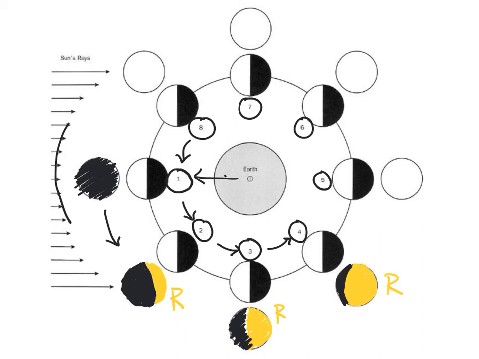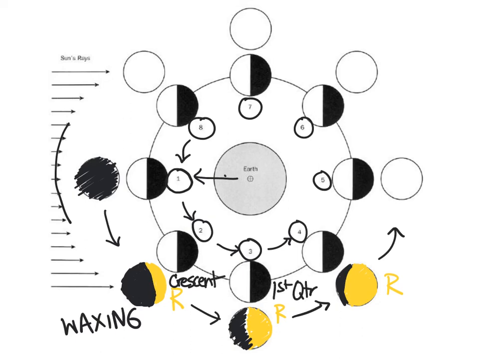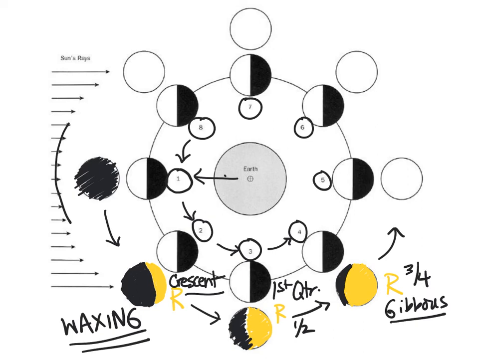As the curtain is opening up, we call all of this waxing. So we have our waxing crescent. We have our first quarter, which is a half moon. And then we have our waxing gibbous. So you always put the word waxing: waxing crescent, waxing gibbous. And this is 3/4 illuminated. Okay?